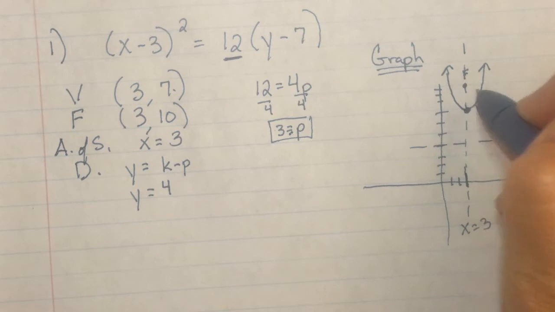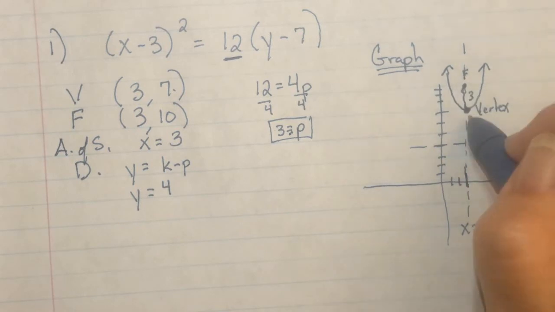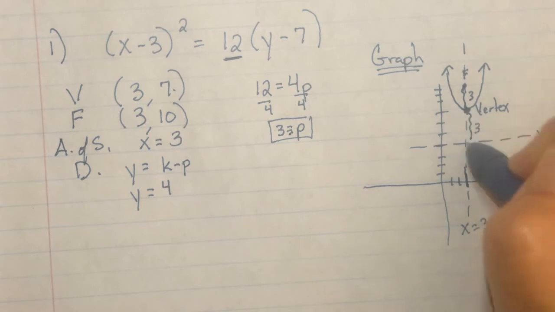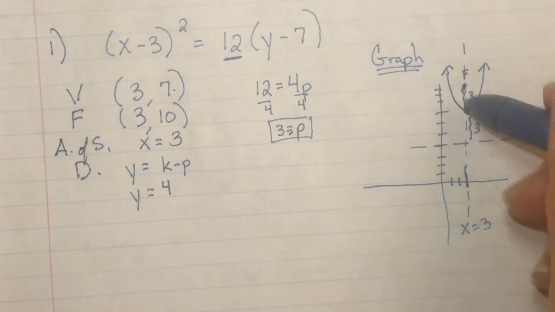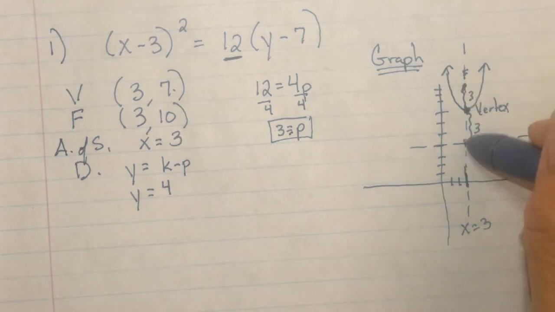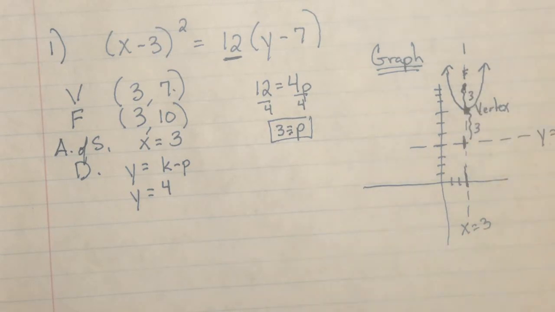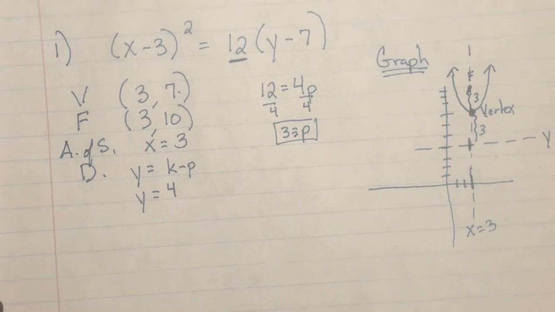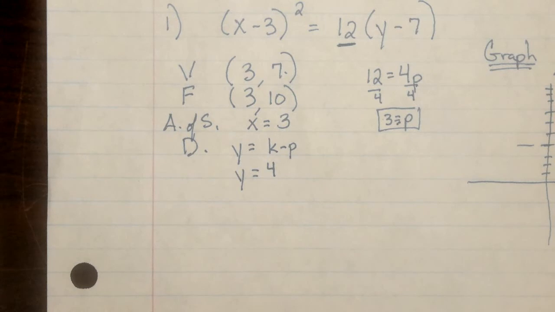So if I'm on my vertex, I go 3 units up to get to my focus. I go 3 units down to get to my directrix. It's just like that piece of patty paper that you folded, the tick mark to the focus. The vertex was right halfway. All right? Everybody in your team take one of these and explain it to the rest of the team.